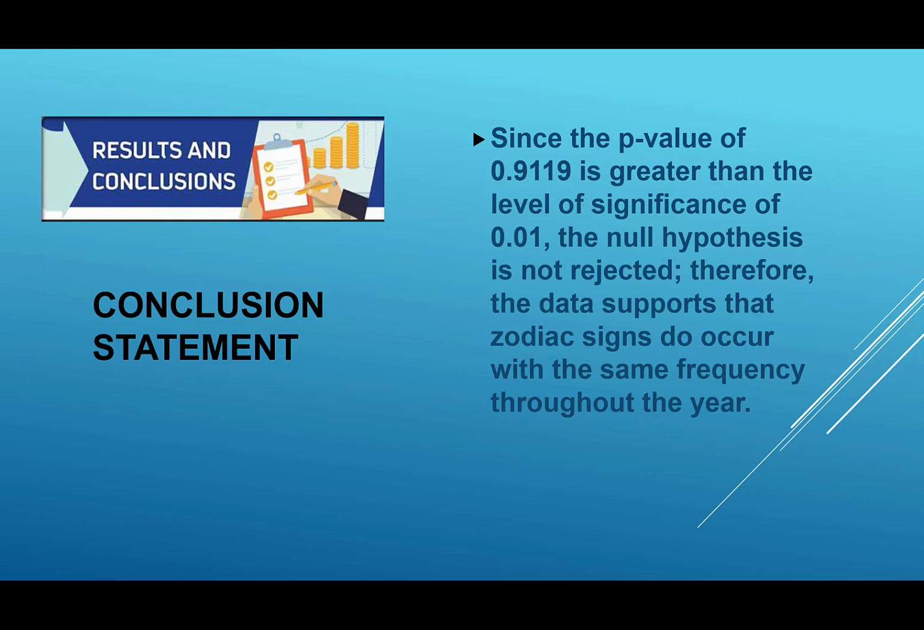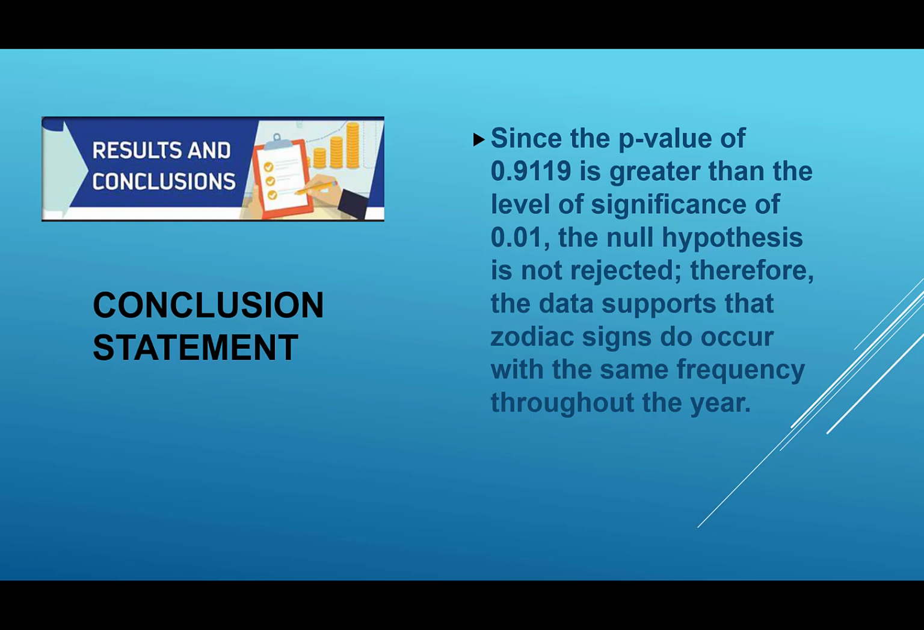Recall that the conclusion statement has a prescribed format. First of all, you have a comparison of the p-value and the level of significance. Second, you state whether the null hypothesis is rejected or not. And last, you provide a synopsis of the hypothesis that is supported by the data.